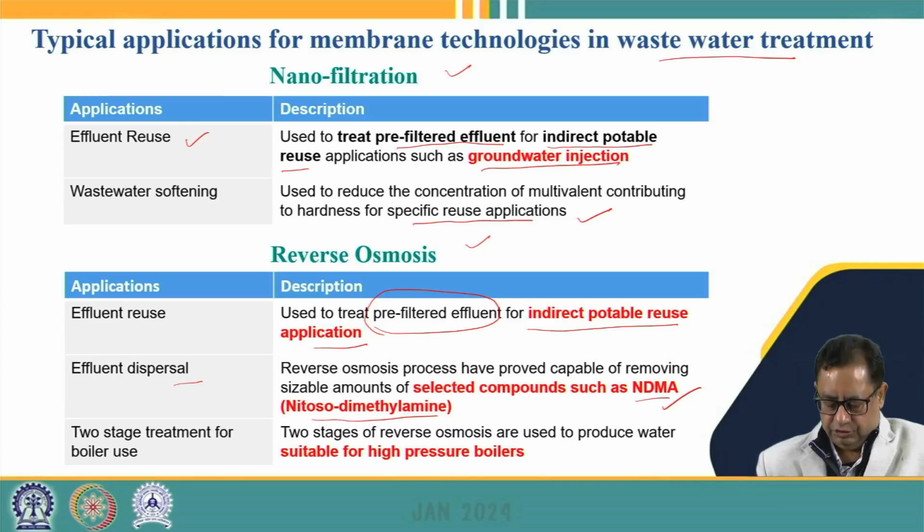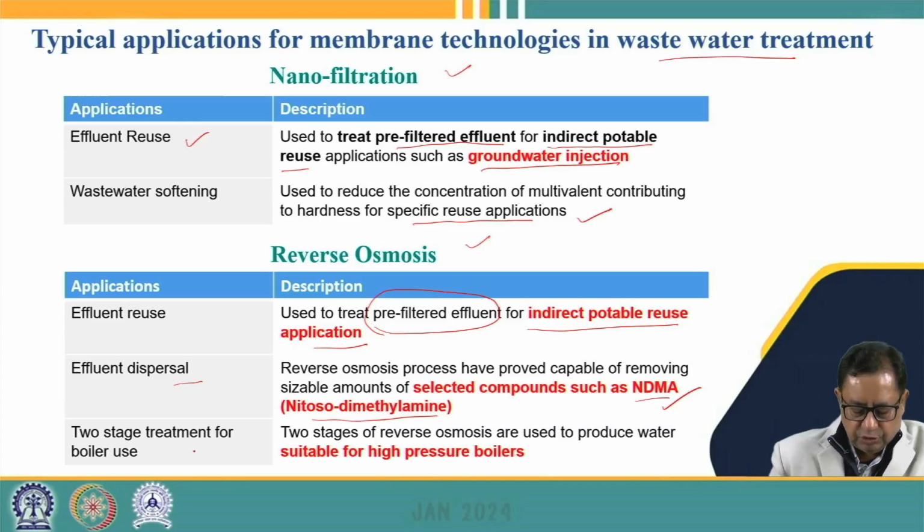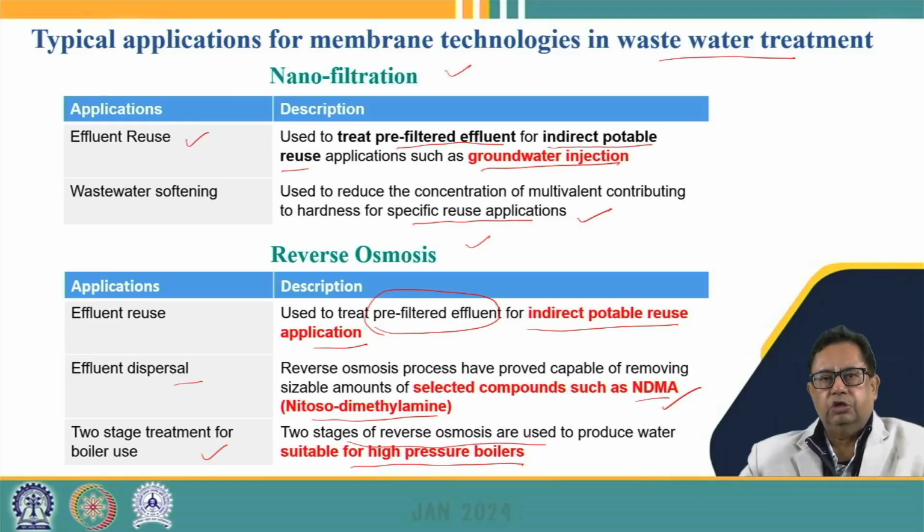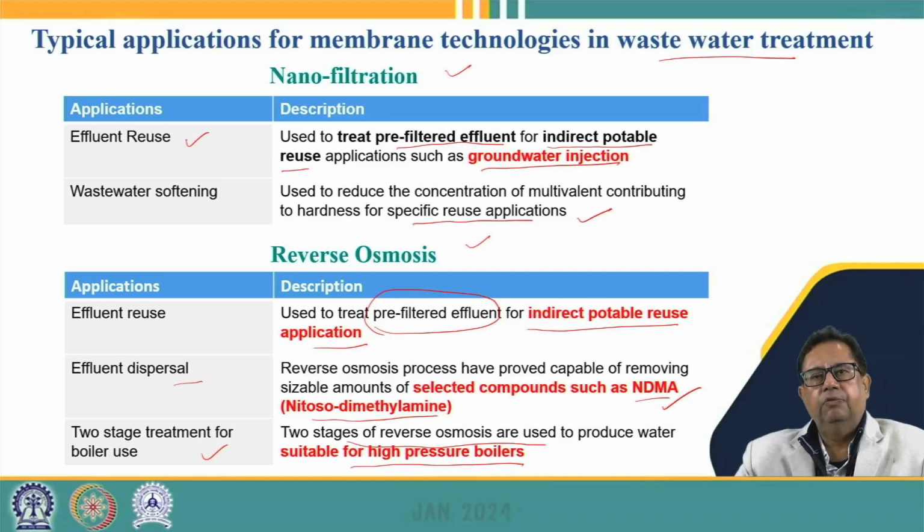Similarly, the wastewater treatment can be suitable for high pressure boilers, but again here we have to go for two stages of the RO process, so that we can produce water which is suitable for the high pressure boiler. So these are certain specific applications of the nano-filtration process and RO process that can be applied for wastewater treatment for a specific purpose.